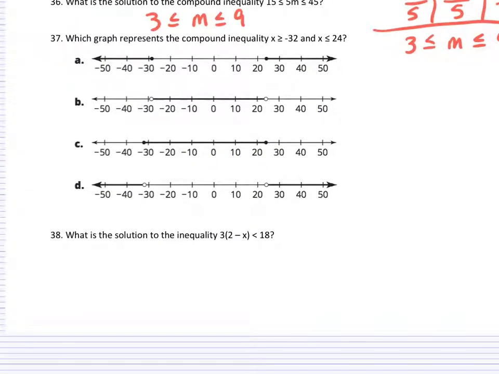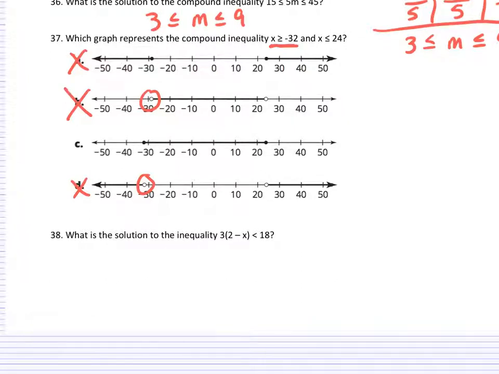Number 37, we need a closed point at negative 32, which means b cannot be correct. And also d cannot be correct. So now we're down to a and c. X has to be bigger or equal to 32. Well, when I look up at A, they're shading left, and you're supposed to shade right. So A cannot be my answer.